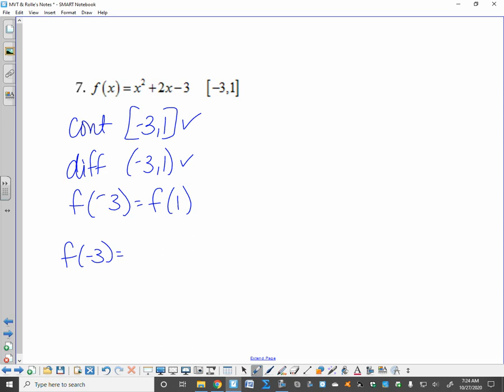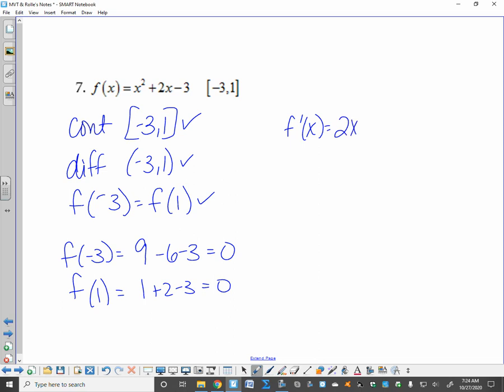So f of negative 3 is 9 minus 6 minus 3, 0. And f of 1, 1 plus 2 minus 3. Okay, so just prove that. Awesome. Therefore, I know my slope is 0. So now I'm going to do the derivative and set him equal to 0 and divide and make sure he's in my interval, which he is. So I get to keep him. Yay.